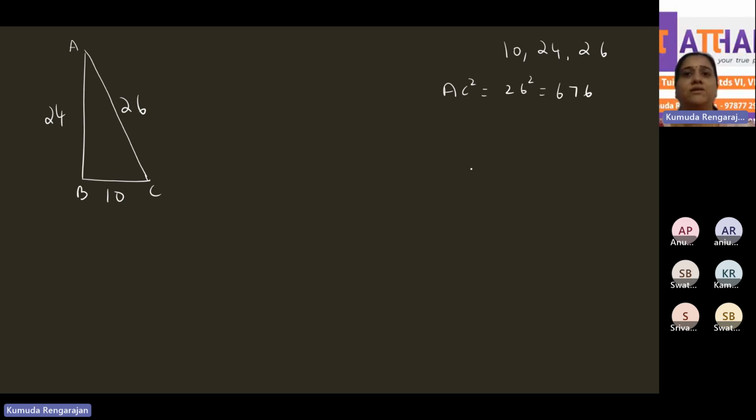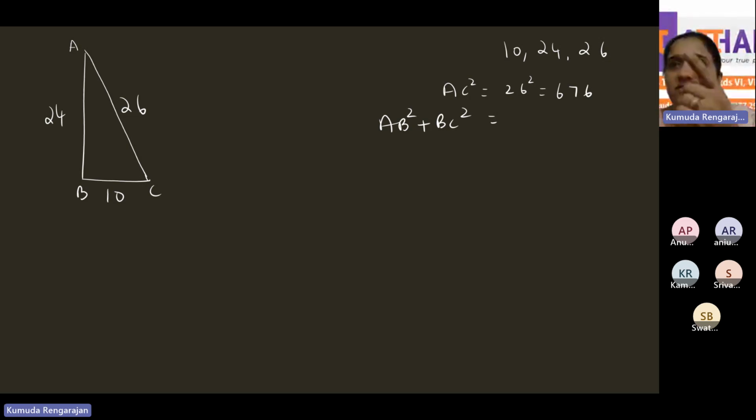676. Now find the sum of the squares of the remaining two sides. That is, find AB square plus BC square. See, three sides. Identify the longest side. Square that separately. The longest side is AC, so find AC square. AC square is 676. Have that result. Then find AB square plus BC square, the sum of the squares of the other two sides.